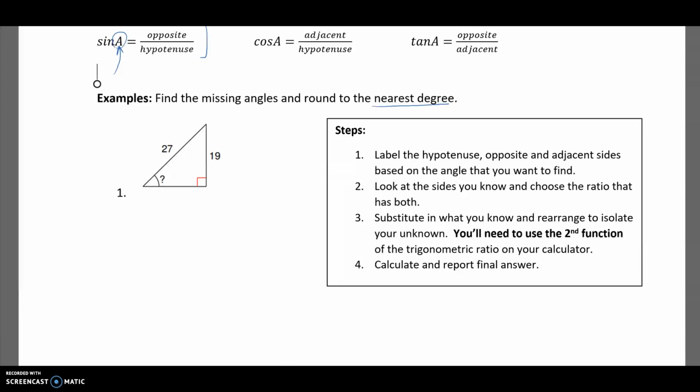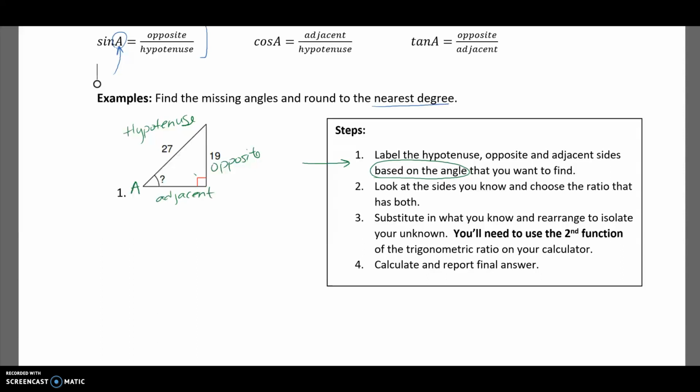The first steps are the same. We need to take a look at our triangle and label it. We're going to label the hypotenuse, opposite, and adjacent sides specifically based on the angle we want to find. So here, if we're trying to find this angle, let's call it A. I can label the side across from that as the opposite side. The side across from the 90 degree is always the hypotenuse. And the other side next to my angle is the adjacent side.